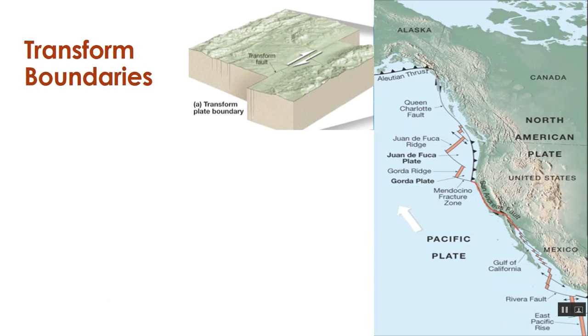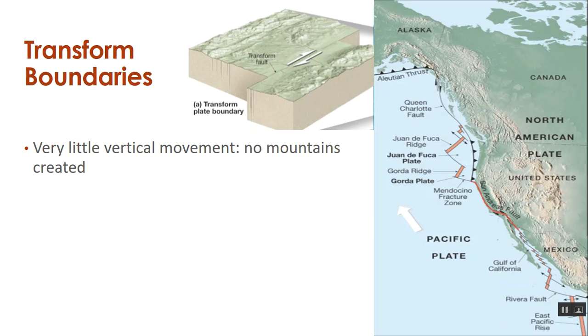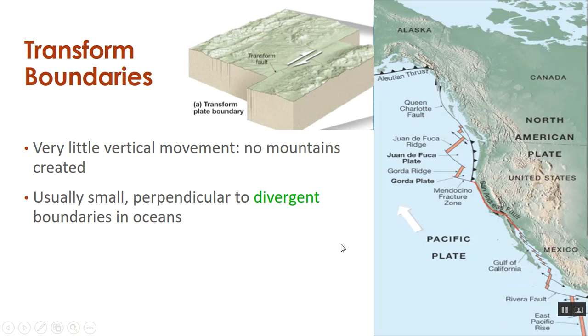So again, transform boundaries, I'll go through each one of them. There's very little vertical movement. There's no mountains created. We're just sliding past each other. They're usually small and perpendicular to divergent ocean boundaries. We have a few longer ones, but generally speaking, these are pretty small boundaries. And so the San Andreas Fault is that type of boundary.